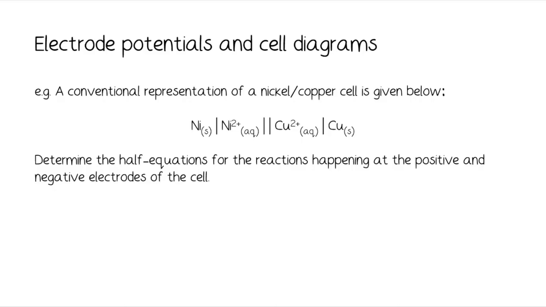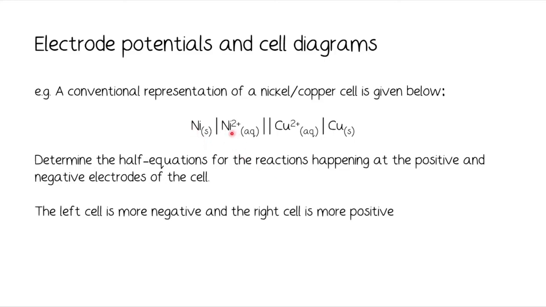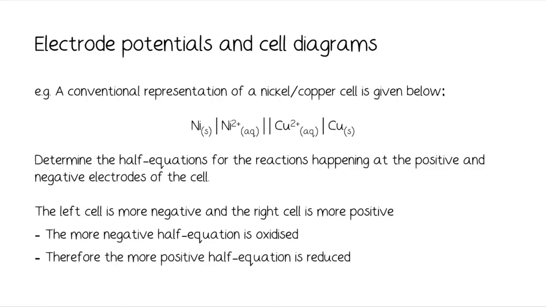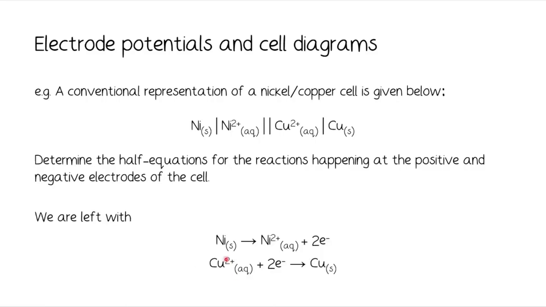So as always, try to determine which one's more negative and which one's more positive, because remember, if it's more negative, it's oxidizing, and if it's more positive, it's reducing. So in conventional notation, the left side is more negative and the right side is more positive. The more negative half equation is oxidized, therefore the more positive half equation has to be reduced. So this leaves us with Ni(s) going to Ni2+(aq) + 2e-. It's being oxidized because it's on the left. It's losing electrons. And this has to be reduced. Cu2+ + 2e- going to copper solid.